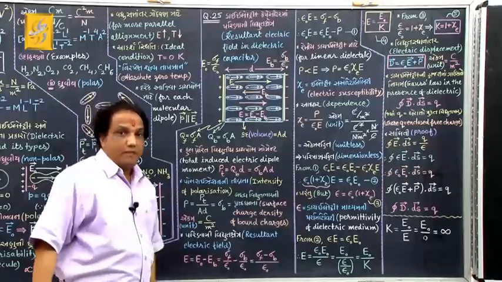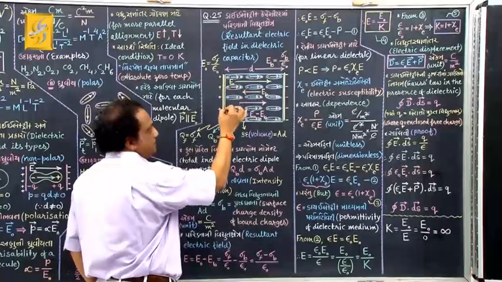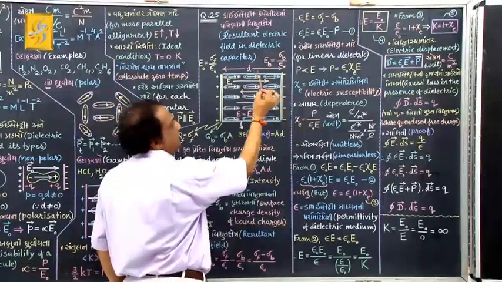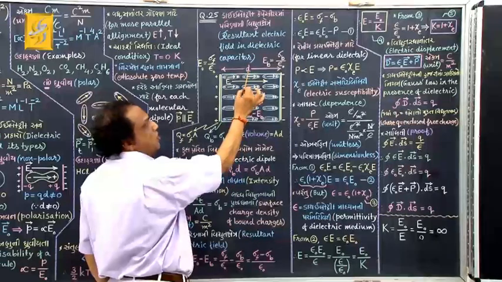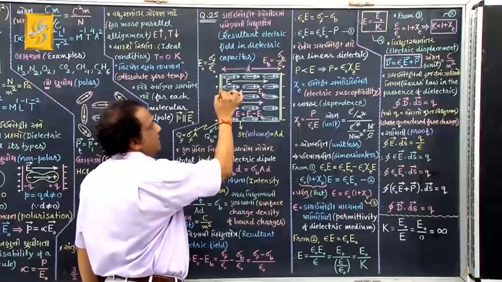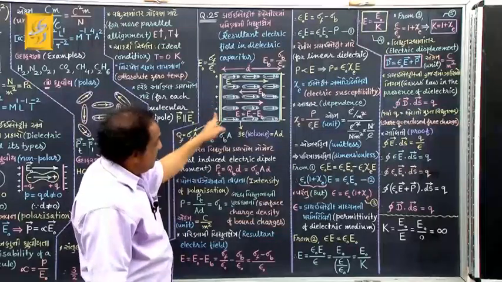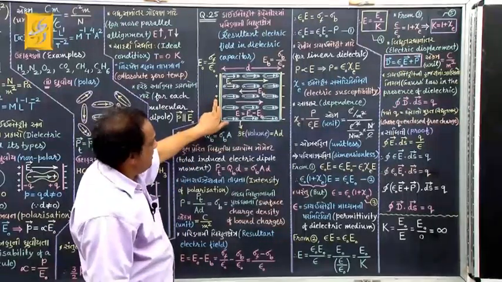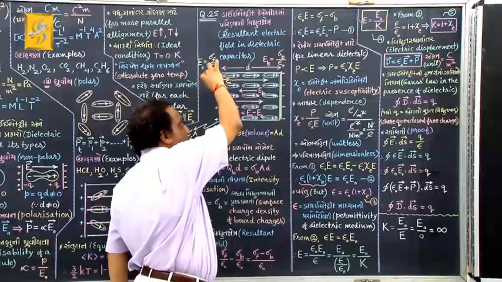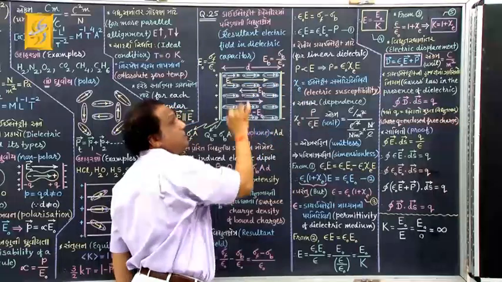Consider a parallel plate dielectric capacitor whose positively charged plate is this, negatively charged plate is this, and the perpendicular separation between the parallel plates is small d. Now tell me, in the region between these two oppositely charged plates, there is an electric field from the positively charged plate to the negatively charged plate. I am showing the direction of that electric field this way, from positive to negative. Let it be E0.